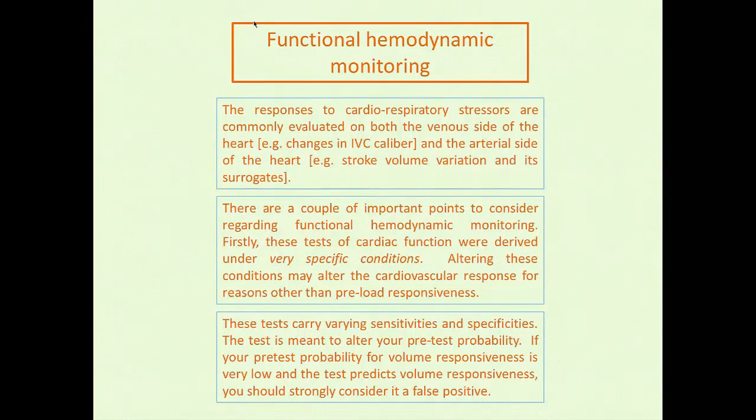Recall, like any diagnostic test, the test is meant to alter your pretest probability. So if your pretest probability for volume responsiveness is very low, so a patient who comes in with an EF of 20%, who's anasarchic with ascites, is cool and clamped down, and you look at their pulse pressure variation and there's ample pulse pressure variation, well, it's probably the patient is not fluid responsive. It's probably a false positive, and we will talk about actually why you can see that. So none of these tests, like any of the tests that I've talked about throughout these lectures, is the quote-unquote silver bullet.